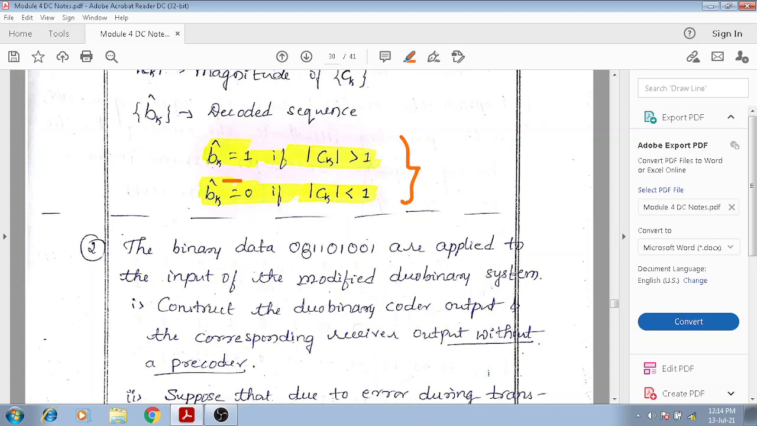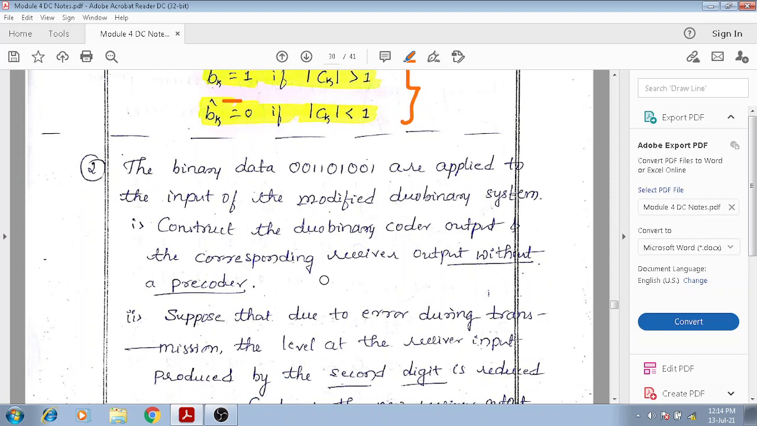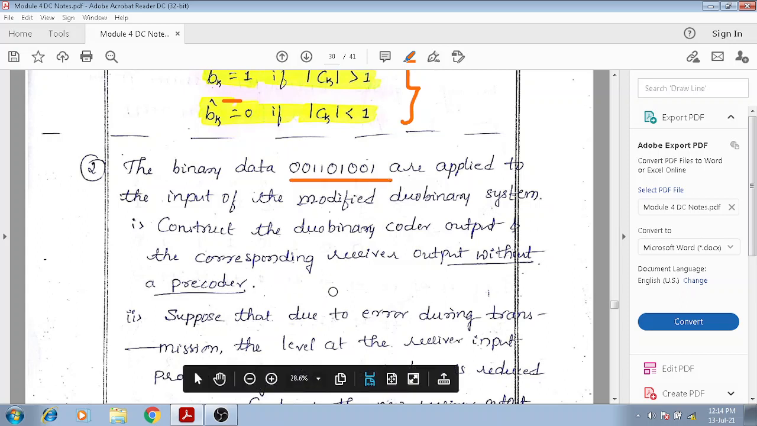So another problem is there. Take the sequence 001101001 and repeat the same process.